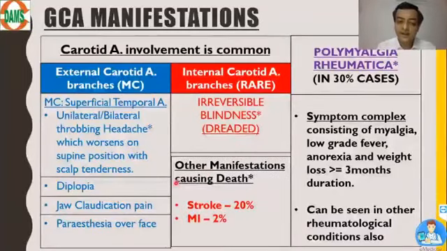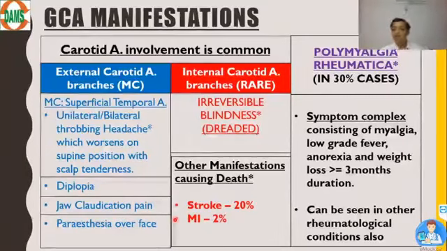The other dangerous complications, write down, are stroke, which can cause death in 20% of cases, and myocardial infarction, which can cause death in 2% of the cases. So the patient can have the symptom in 30% of the patients. That's what we have written.